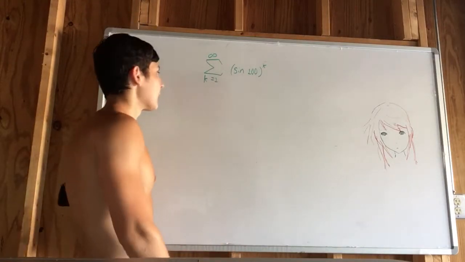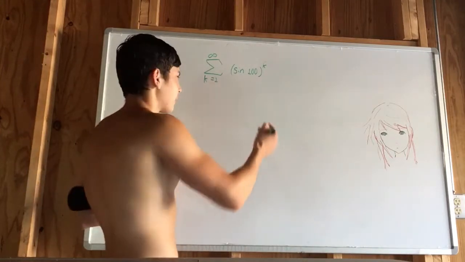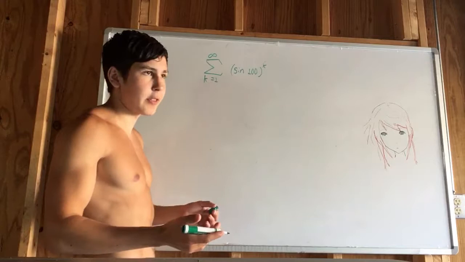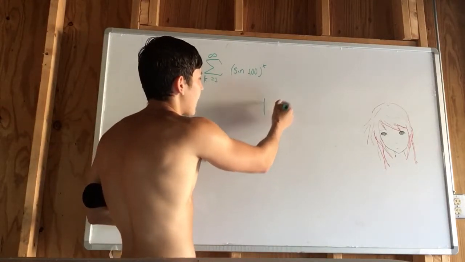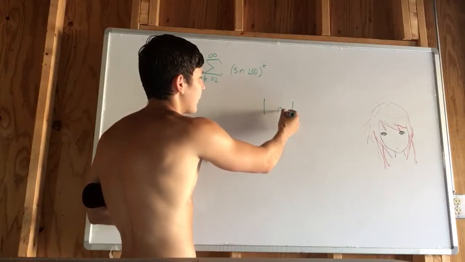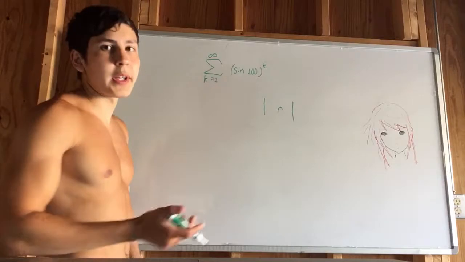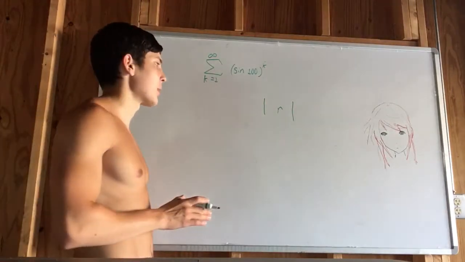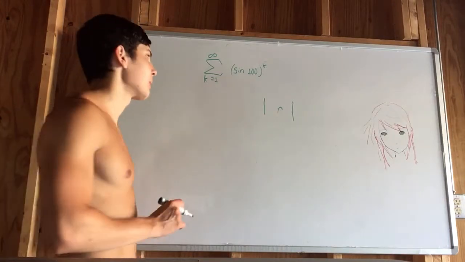This is going to be geometric, and so when we have a geometric series, in order to find out if the series converges or diverges, we ask if the absolute value of the common ratio is less than 1. If it's less than 1, then we know this converges. If it's greater than or equal to 1, then we know it diverges.